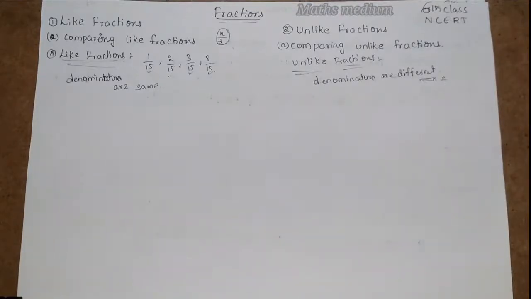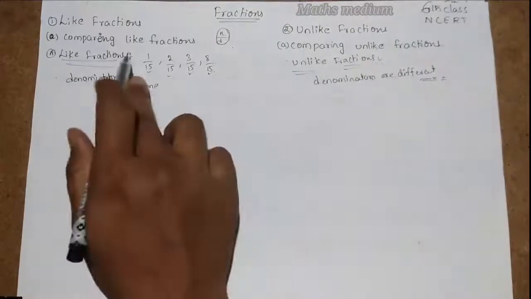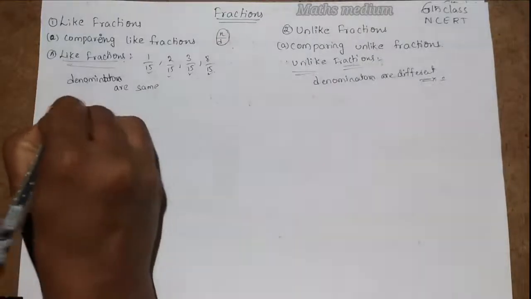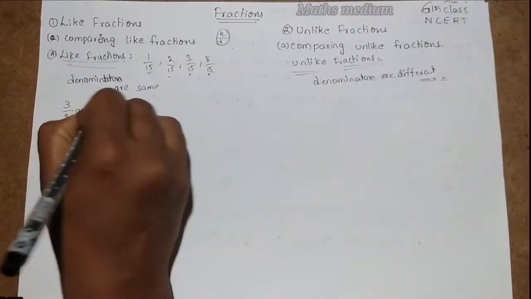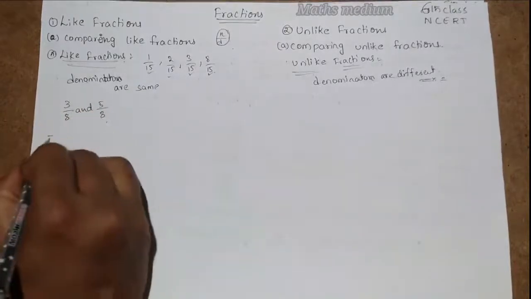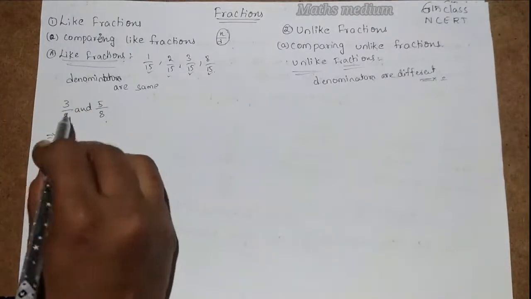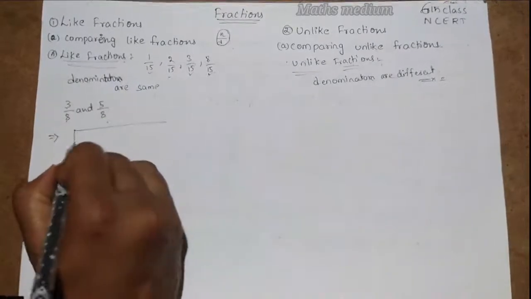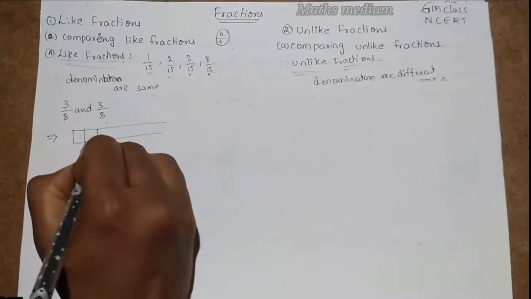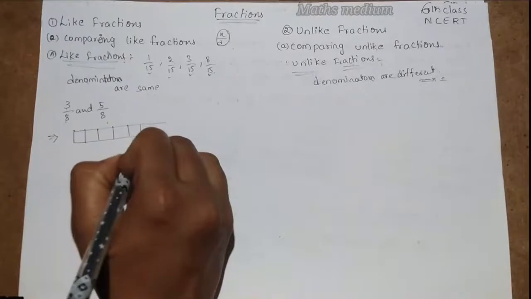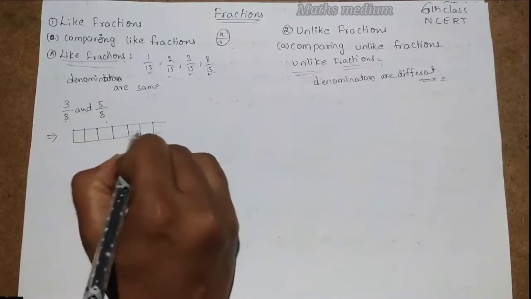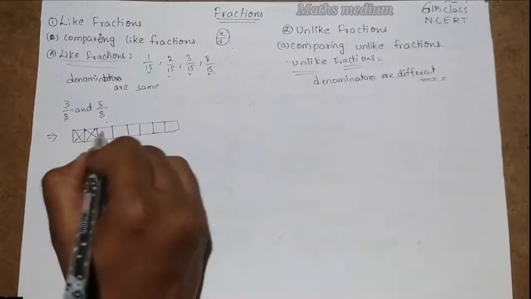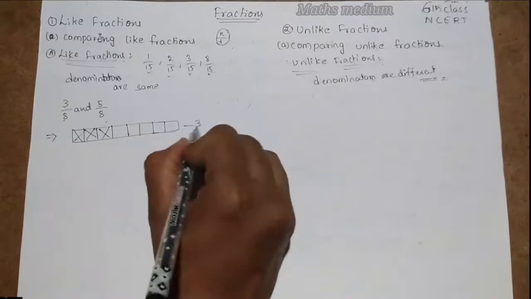Now let's compare like fractions and unlike fractions separately. Take another fraction for easy purpose. If you compare 3 by 8 and 5 by 8, these are like fractions, right? If you want to compare these, you have to take 8 equal parts: 1, 2, 3, 4, 5, 6, 7 and 8. If you shade 3 of these, this is the representation of 3 by 8.